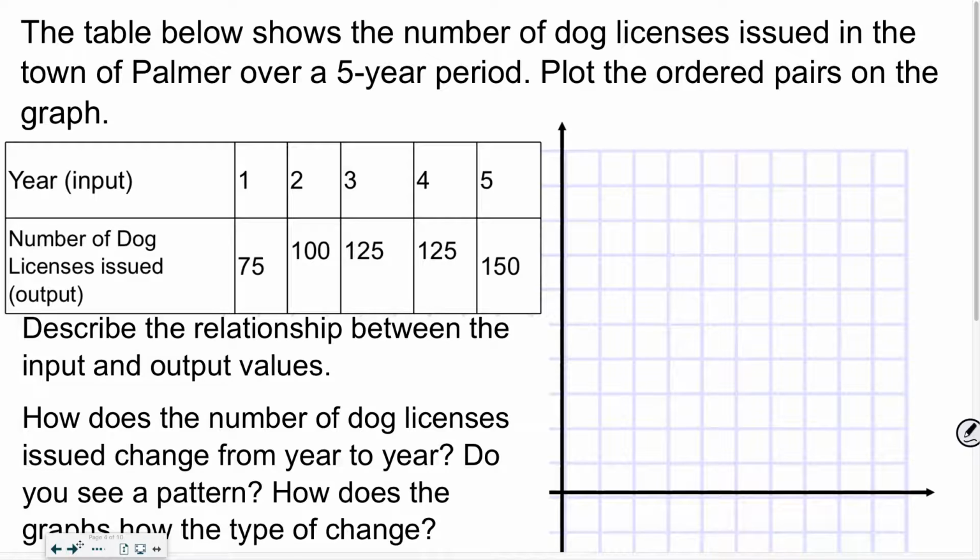Okay, so now we're going to take a look at a little scenario here. This table shows the number of dog licenses issued in the town of Palmer over a 5-year period.